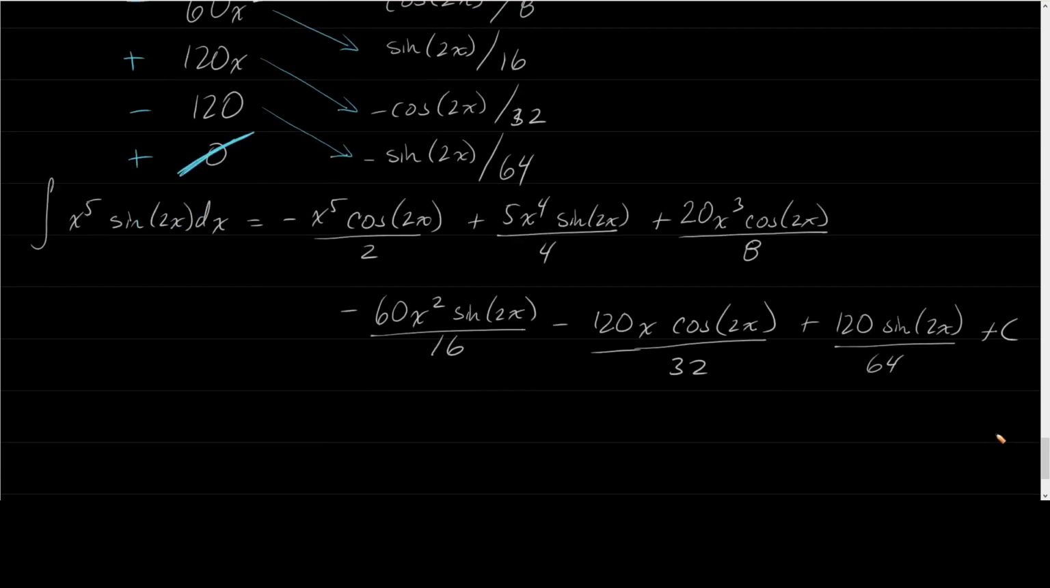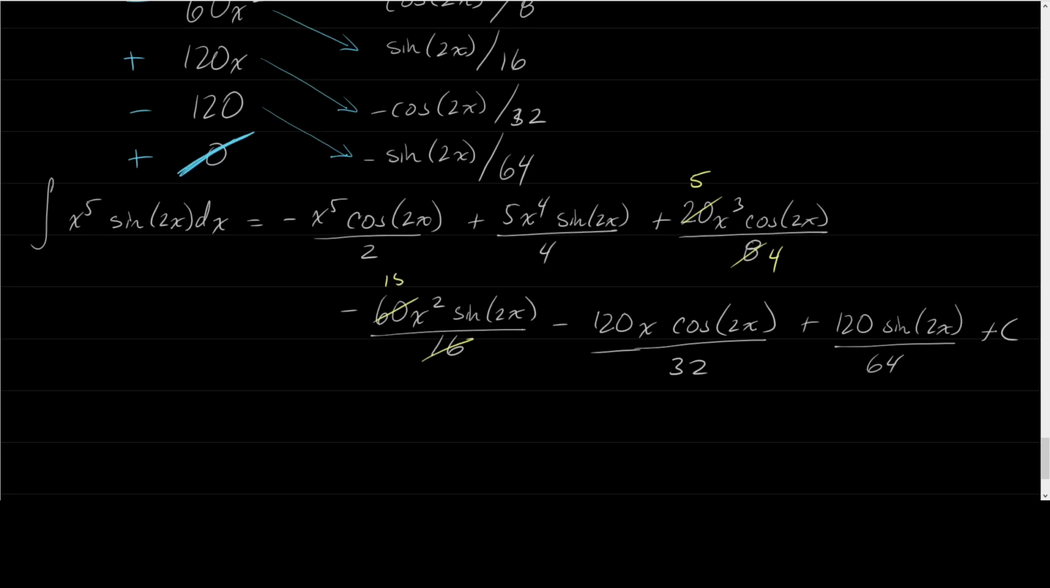If we really wanted to, we can reduce some of these fractions. This 20 and this 8 are both divisible by 4, so I end up with 5 and 2 down here. This 60 and 16 are both divisible by 4.